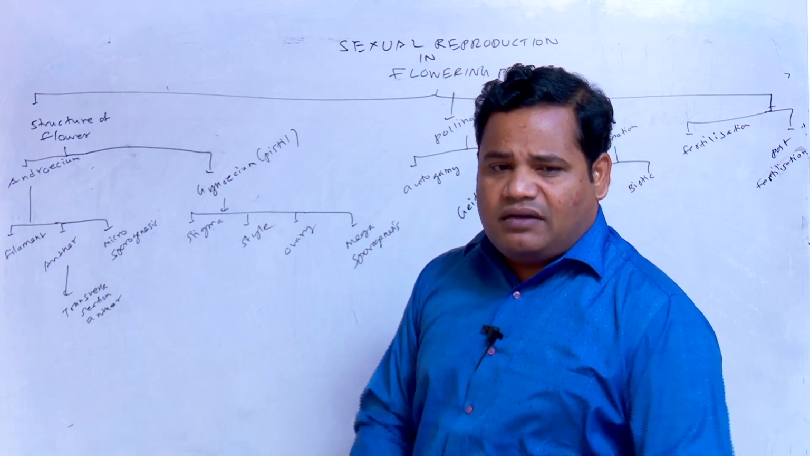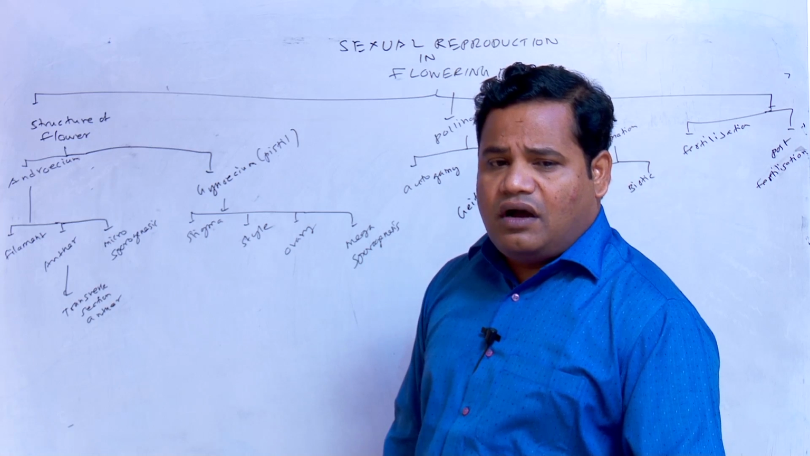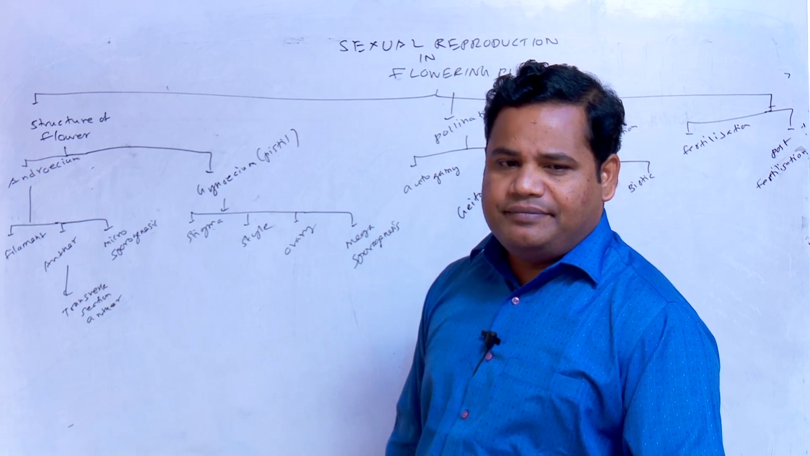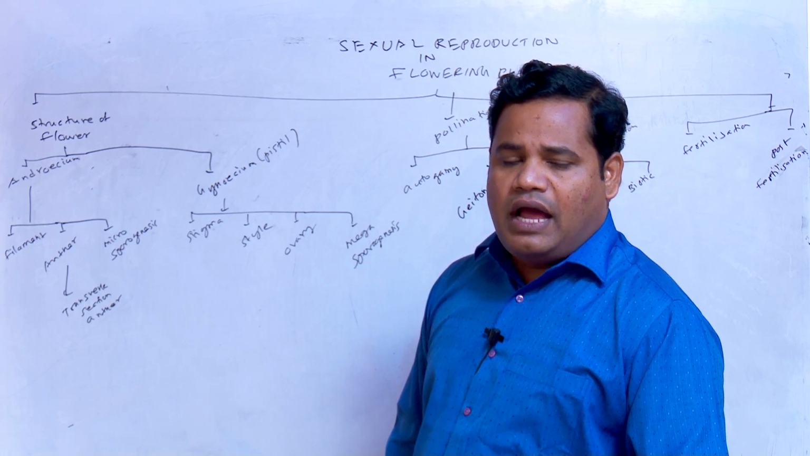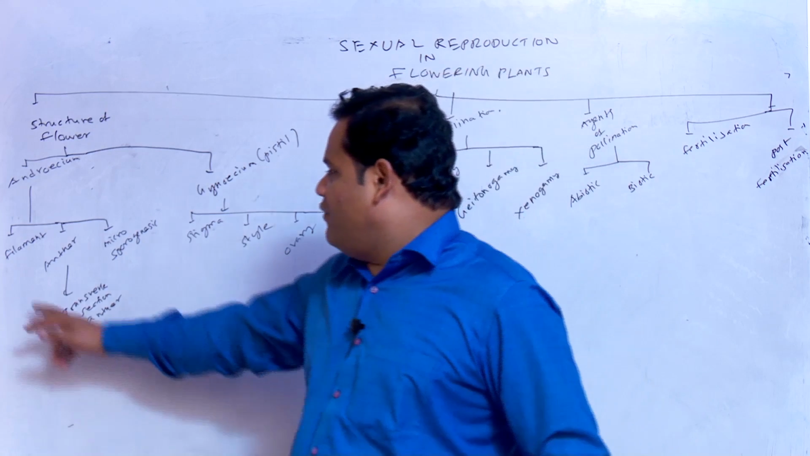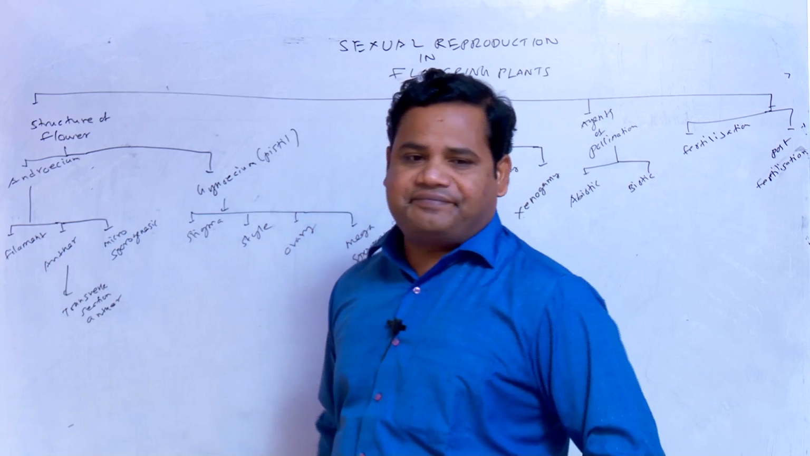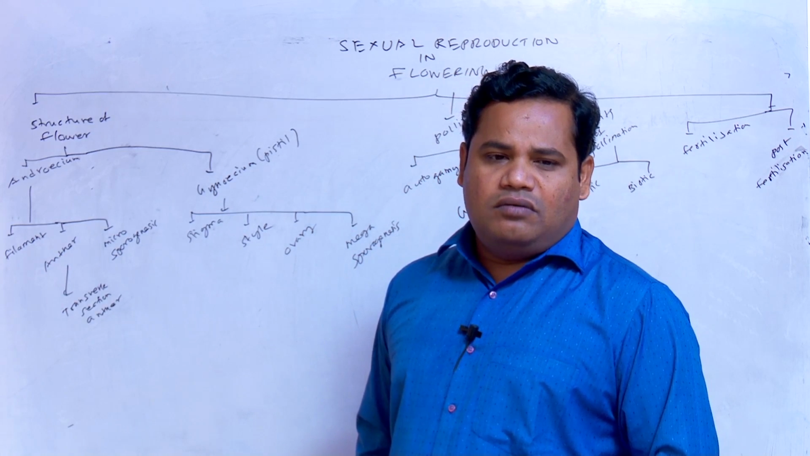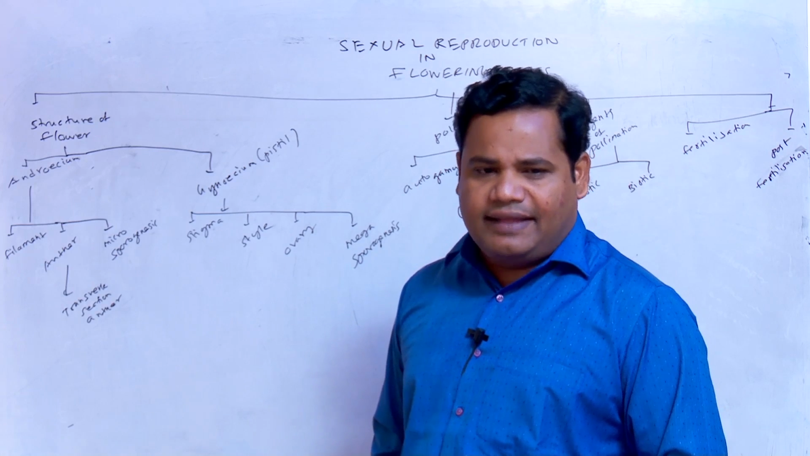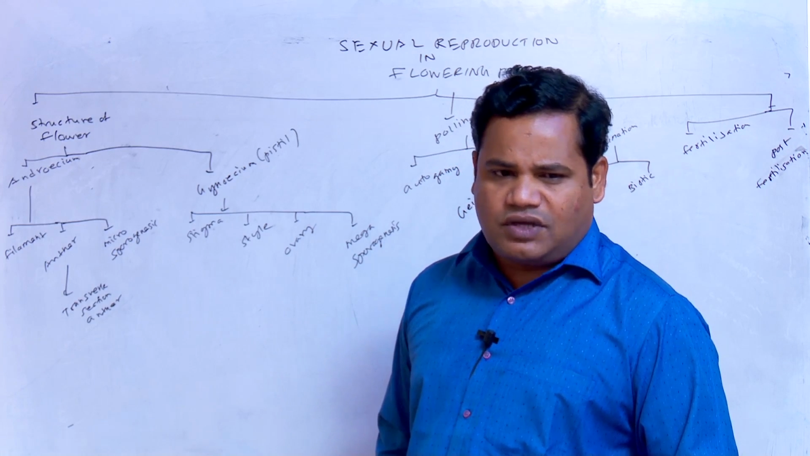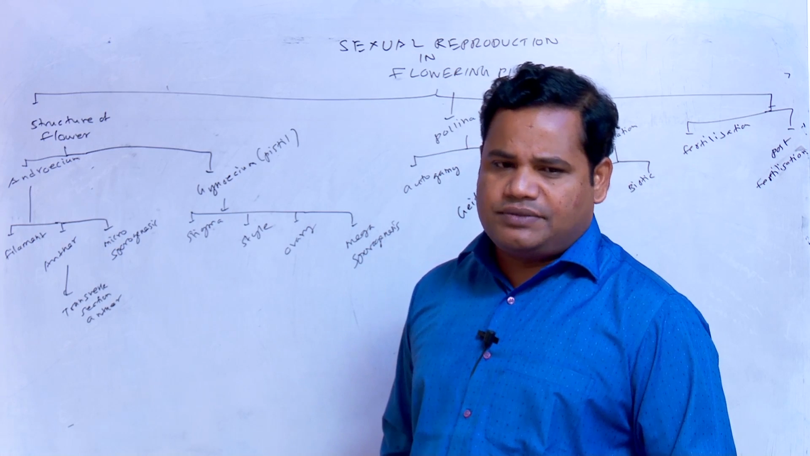The androecium contains an important thing called stamen, and stamen has two structures. One is the filament and the other is the anther. This filament and anther are very important structures for the male part, the androecium.